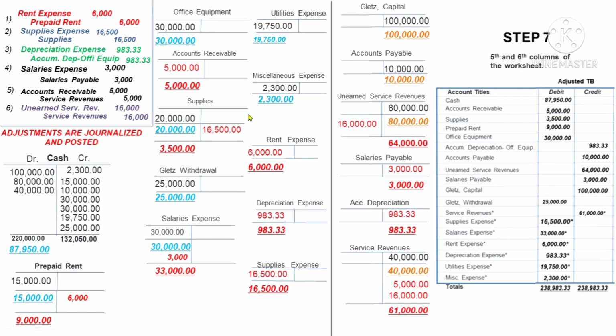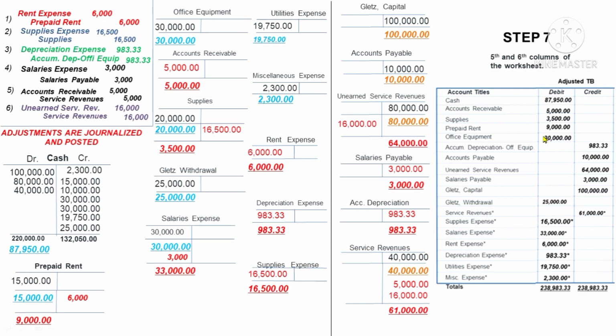It coincides, right? For example, we have a cash here of 87,950. We also have 87,950. The prepaid rent is 9,000 here, and it's also 9,000 here. So that's the effect of step 7.